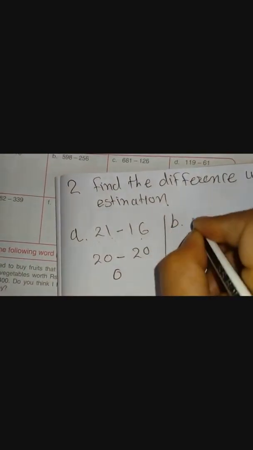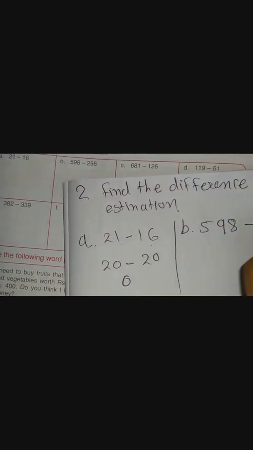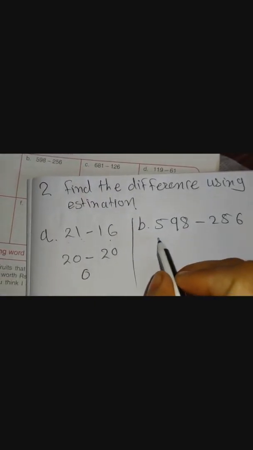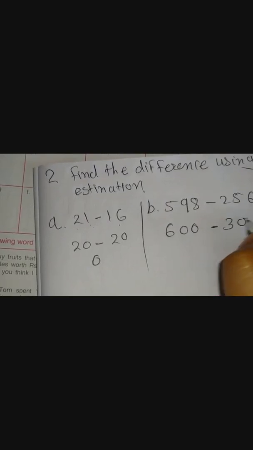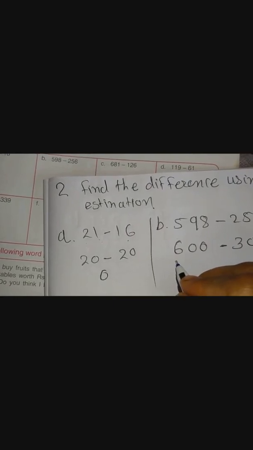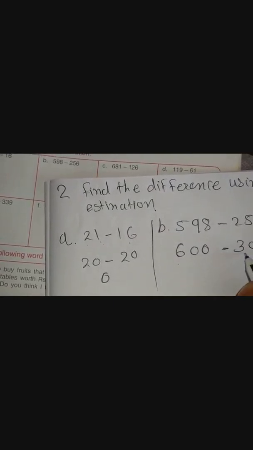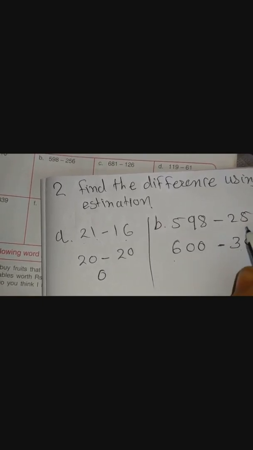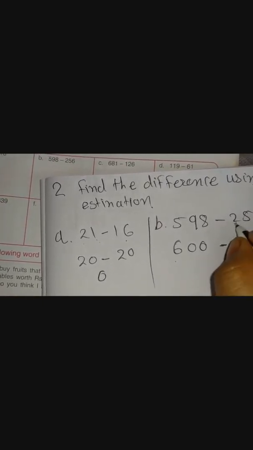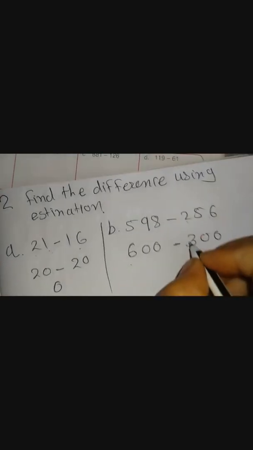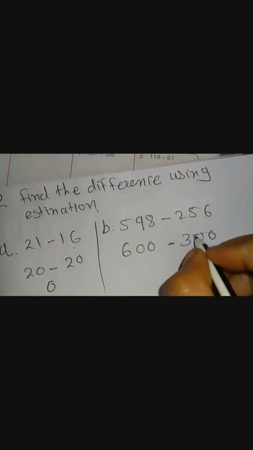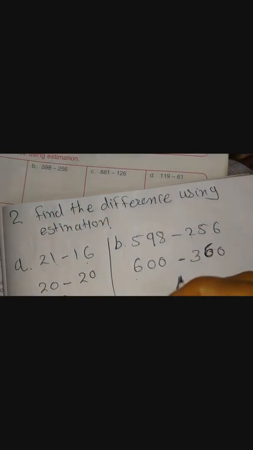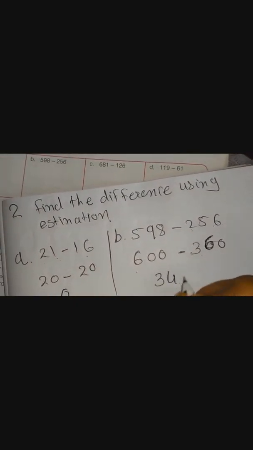Now B question: 598 minus 256. If we are doing the round off here, so 600 minus 300. So the answer is 300. Then 600 minus 256, here we have to round off. If we round it off, then 260. So the answer becomes 340.